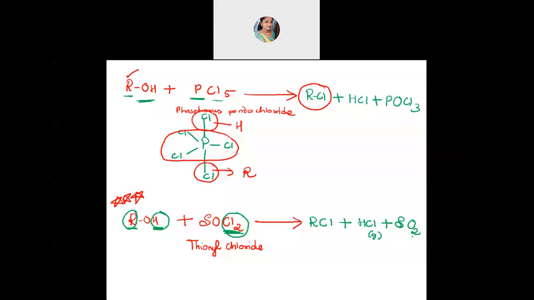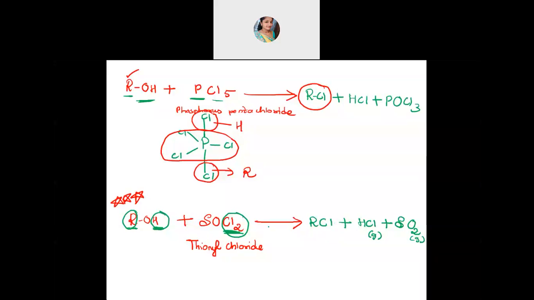So during the reaction, what will happen? These two gases will escape, so only RCl will remain. These two will escape out, so it's easy to do the separation and easy to prepare these kinds of compounds. Otherwise, most of the time two liquids will be formed.